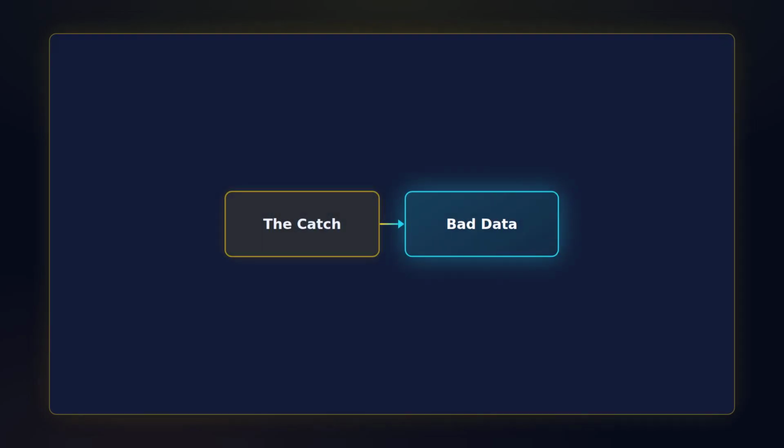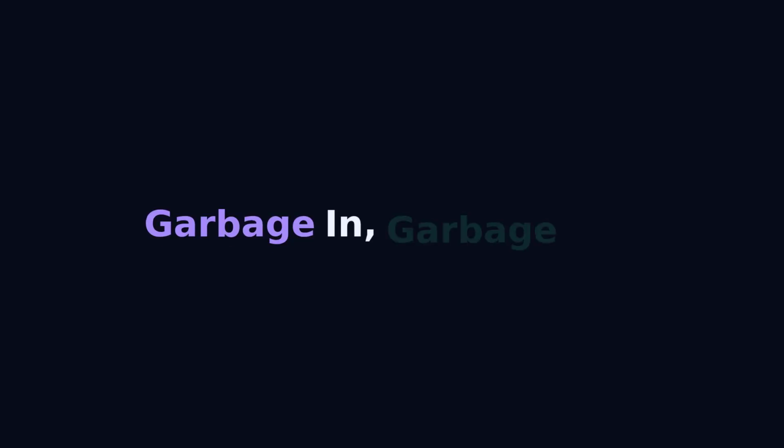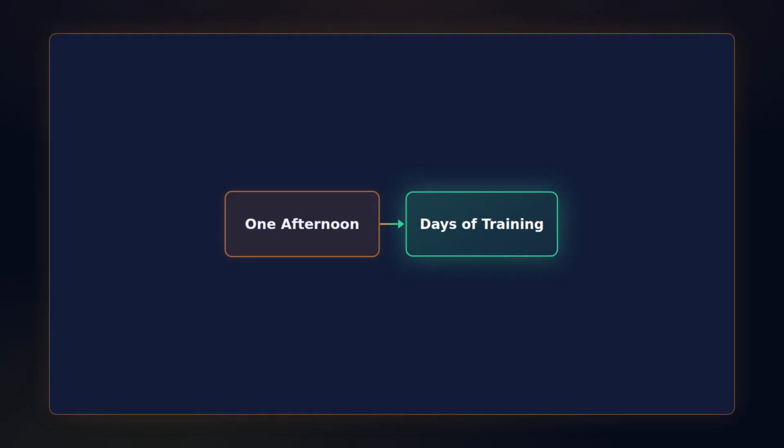But there's a catch nobody warns you about. Feed it bad fruit, mislabeled, moldy examples, and it confidently learns the wrong rule. Garbage in, garbage out. No amount of adjusting fixes bad data. And that's why training a real model can take days, not an afternoon.